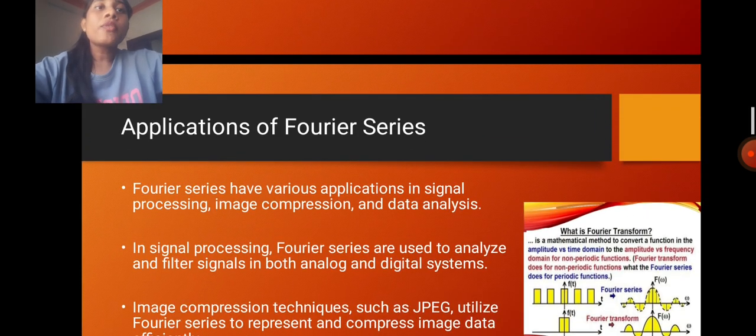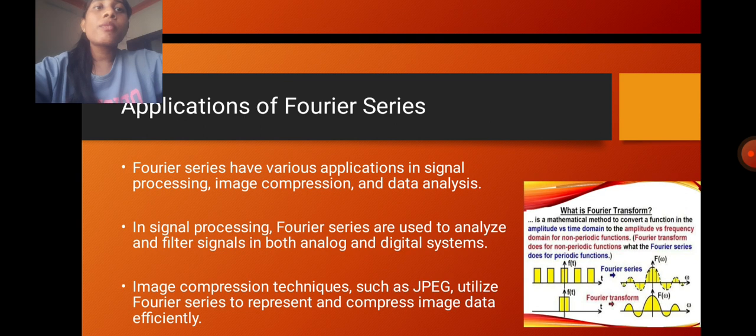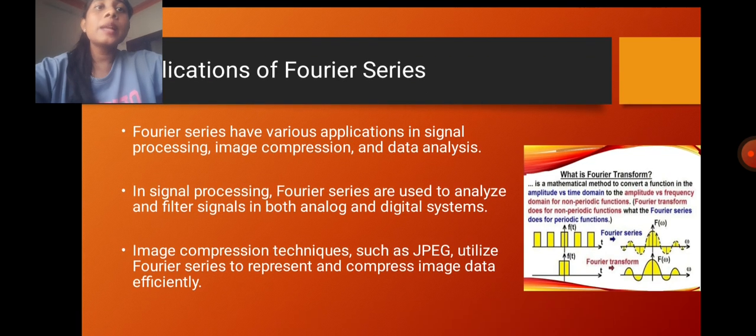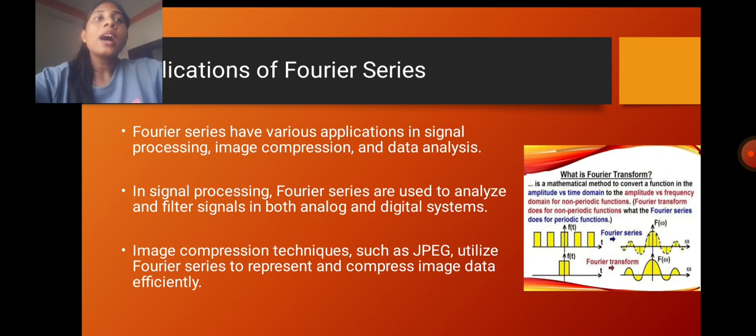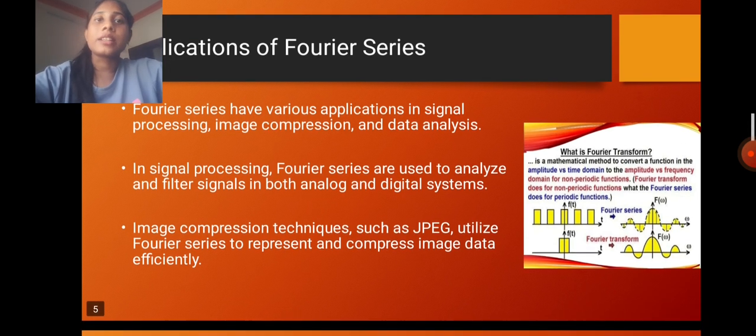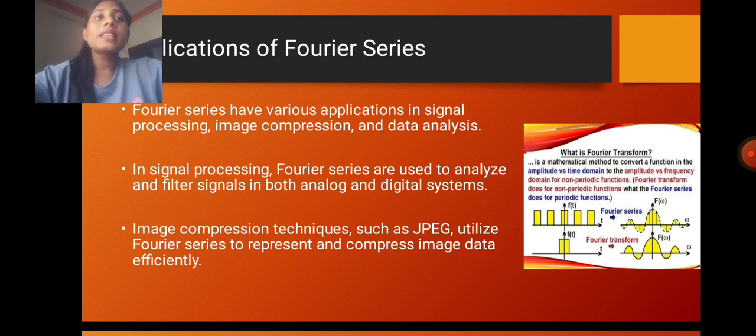Some applications of a Fourier series. The Fourier series has various applications in signal processing, image compression, and data analysis. In signal processing, the Fourier series is used in analyzing and filtering signals in both analog and digital systems. Image compression techniques such as JPEG utilize the Fourier series in representing compressed image data efficiently.